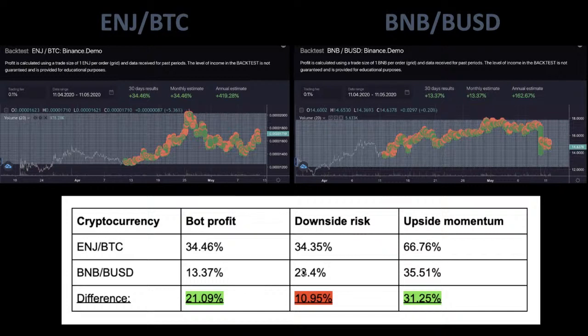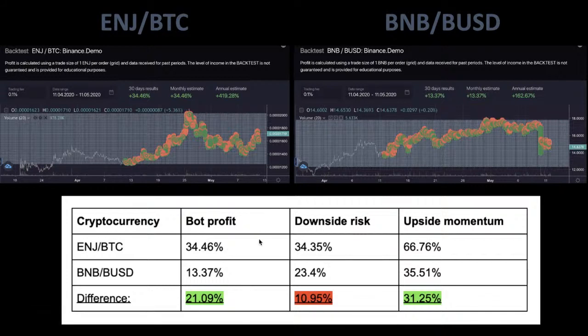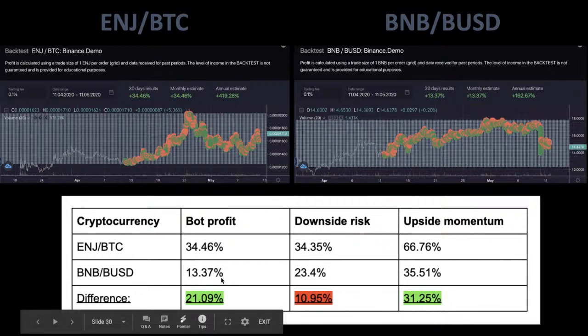So that would be an option for those looking for an optimal and minimized risk. And if we divide the bot profit by the downside risk, we will find out what is the cost of 1% in profit. So dividing bot profit by the downside risk, 34 by 34, that would be 1. So that means that for each percent profit of NG, we take 1% risk. But if we divide the bot profit of BNB by the downside risk, you see that for a given profit there would be a higher risk.